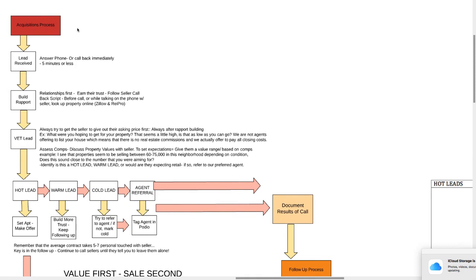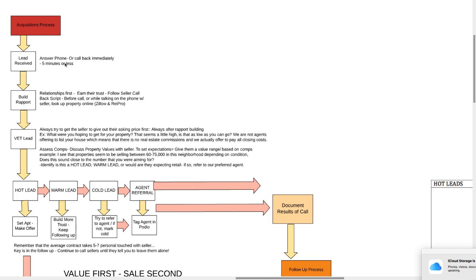But for our acquisitions process, the lead is received. The goal is to answer that phone immediately. If we miss the phone call, call back no later than 5 minutes, right? We want to be that first touch because these people are calling looking for answers, whether they're replying to a pay-per-click campaign, Google SEO, direct mail, whatever marketing form you're using. People are looking for answers, right? And if they're not getting that answer, they're going to go somewhere else.